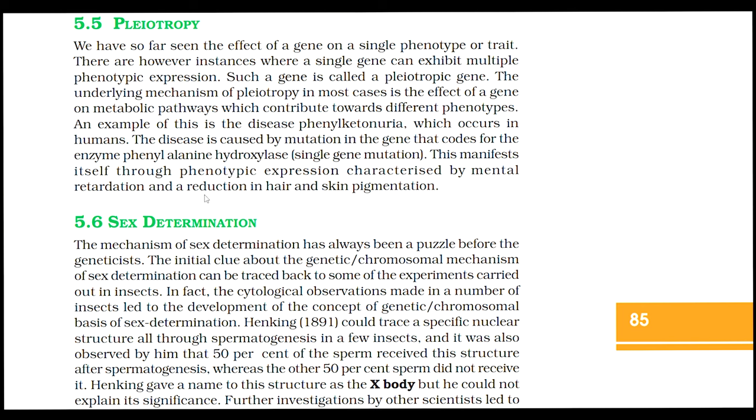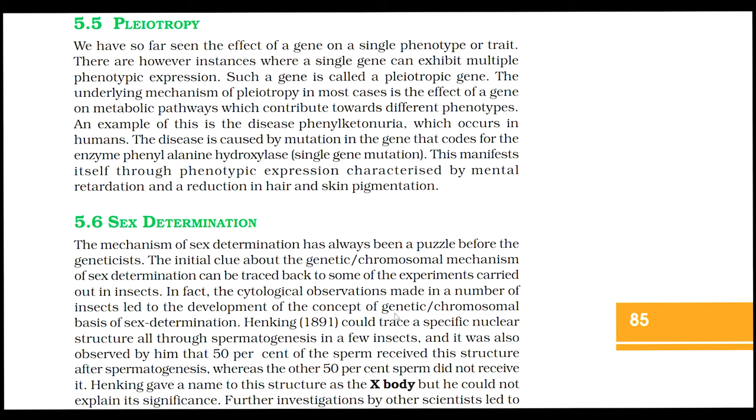5.6 Sex determination. The mechanism of sex determination has always been a puzzle before the geneticist. The initial clue about the genetic or chromosomal mechanism of sex determination can be traced back to some of the experiments carried out in insects. In fact, the cytological observations made in a number of insects led to the development of the concept of the genetic or chromosomal basis of sex determination.